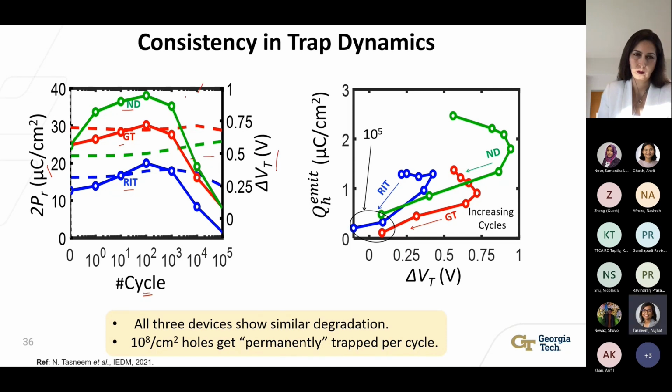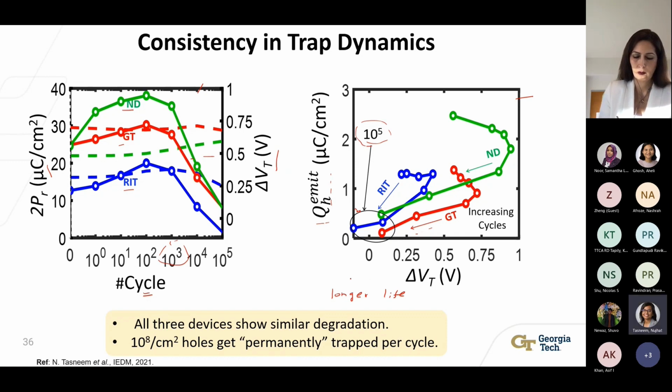The first figure shows that all 3 devices show a similar degradation mechanism beyond 10 to the power 3 cycles. The second figure shows that as we keep on increasing the number of cycles, the memory window for all the devices decreases, and it becomes almost zero at around 10 to the power 5 cycles, which is the same point where the amount of emitted hole also becomes zero. So this indicates that with cycling, additional charges are getting permanently trapped and not getting emitted, which means they're getting trapped into states which have a longer lifetime.